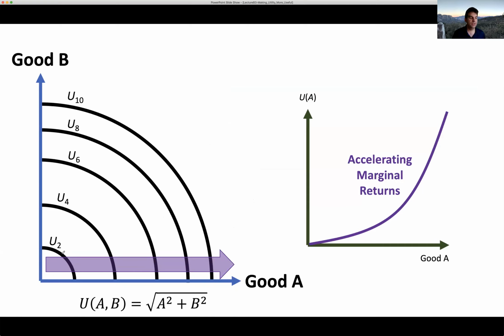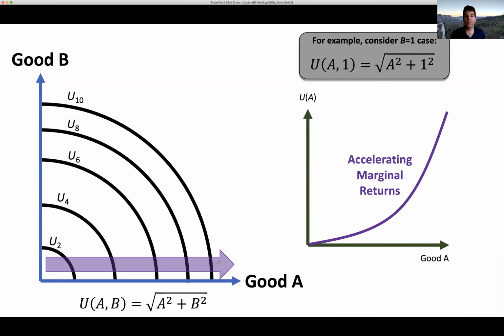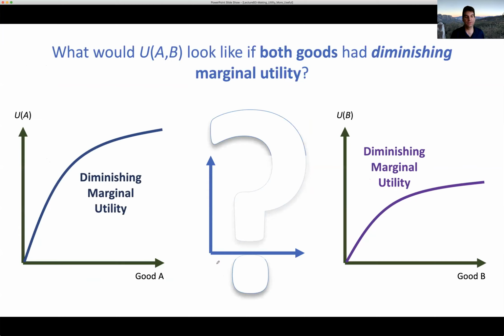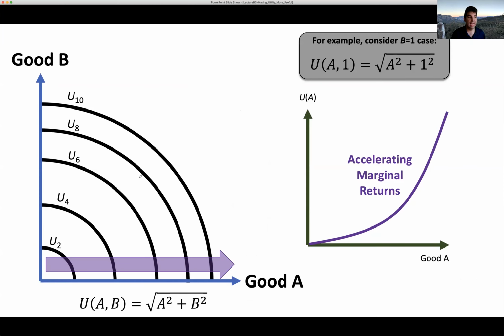So when you see these concentric circles, when it's concave, that represents accelerating marginal returns. And that goes for both good A and good B. So if you see concave indifference curves, then that means that both goods have accelerating marginal returns. And this is what you'd expect of someone choosing a specialization. Once they get good at that, they want to increase more along that dimension.